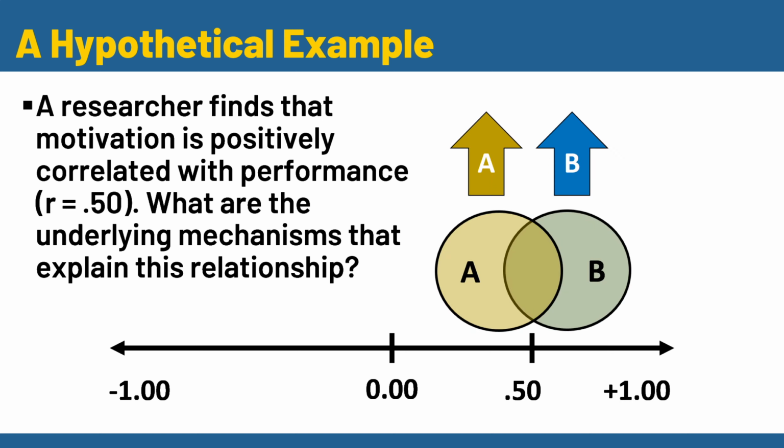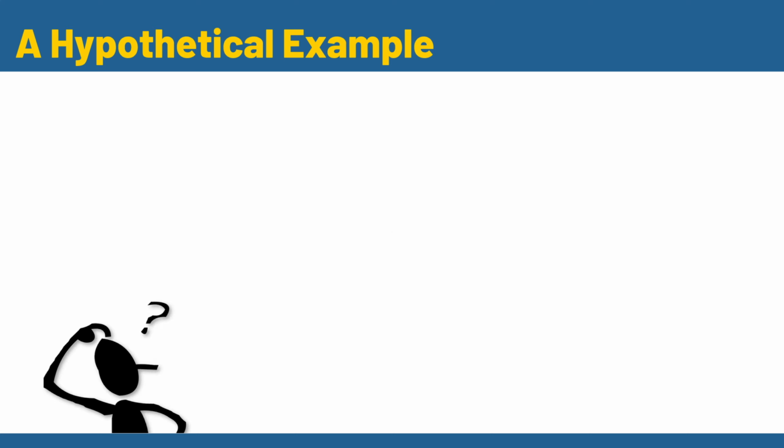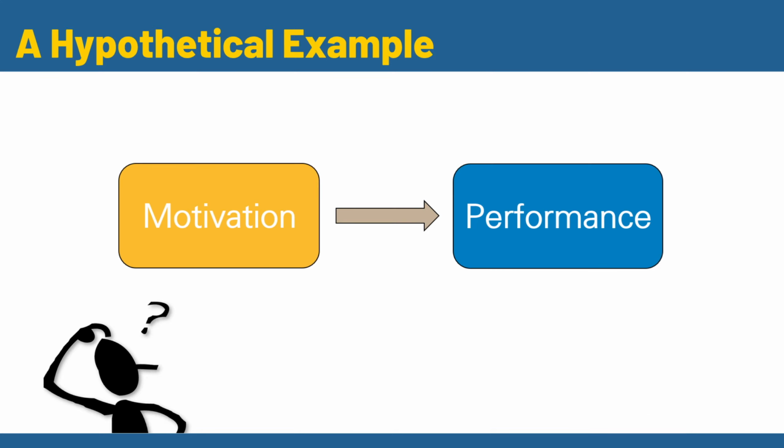And so, again, just a rough example of what that might look like. But basically, as one's going up, the other is going up. So more motivated, performing better. Okay, so what could be happening here on a deeper theoretical level? Well, for one thing, one could argue that motivation influences performance, right? Or one could argue motivation causes performance.